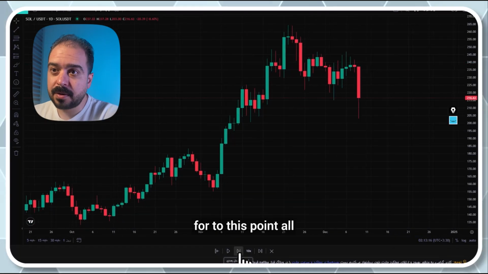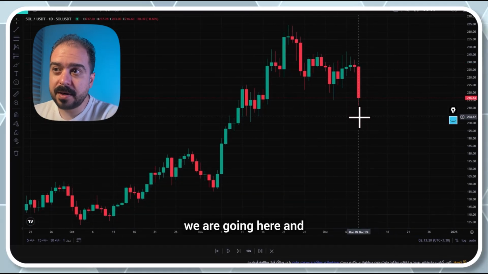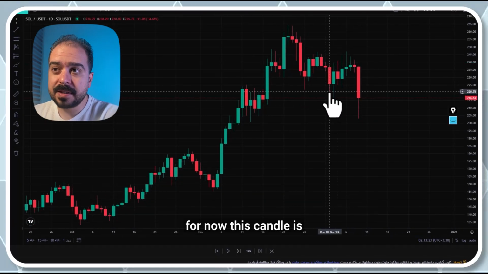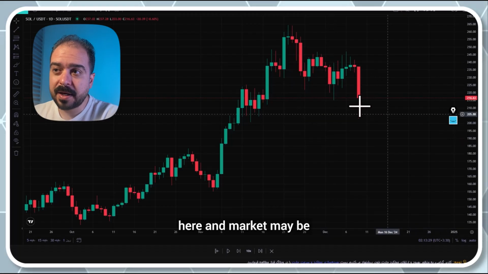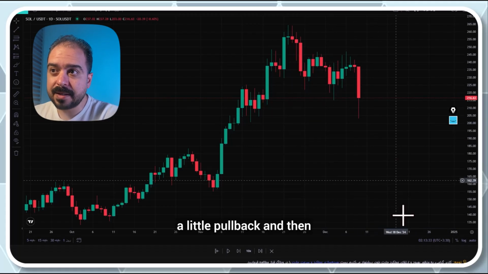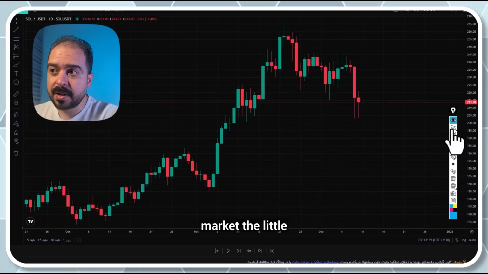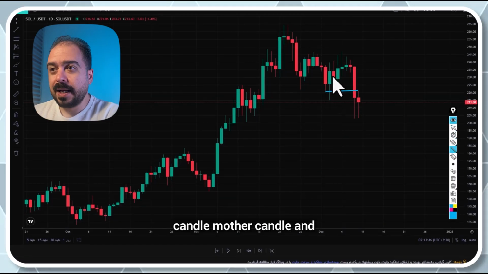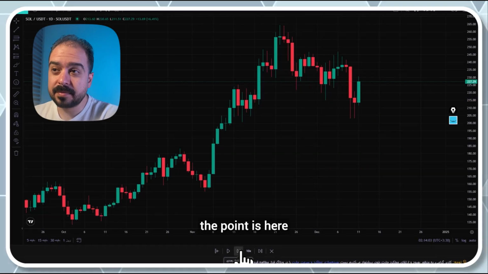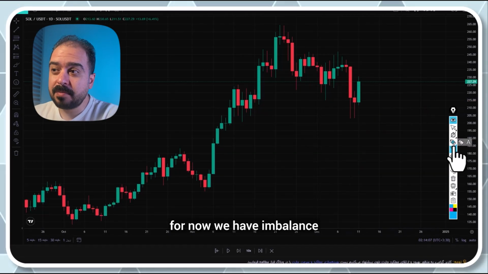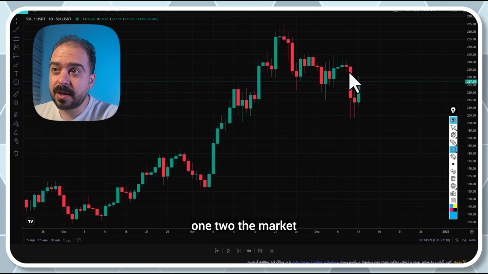All right, we are coming back, we are going here, and for now this candle is an important candle because this was our mother candle here, and market may do a little pullback and then goes down. As I've told you, market did a little pullback here to this candle, mother candle, and it needs to do the point is here. For now, we have imbalance between these 3 candles, 1, 2, 3. Market filled this imbalance.